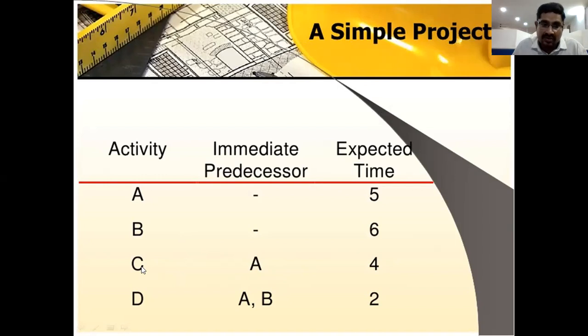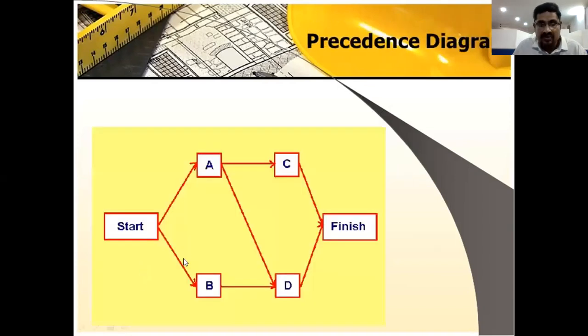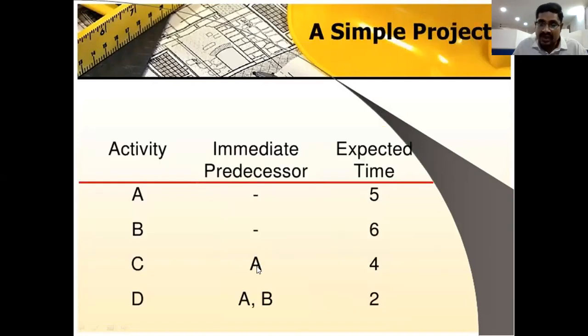So if we need to draw the C activity in the network diagram, we should ensure that the preceding activity is completed, and only then will the C activity be performed, right? Take the example of the D activity. This D activity has these two preceding activities. This means only when A activity and B activity are completed will the D activity be performed.